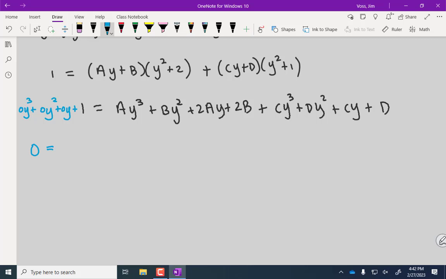Okay, coefficient of y cubed on the right: A plus C. All right. Coefficient of y squared on the left? 0, right? And on the right, B plus D. Coefficient of y on the left is 0. Let's try to mark these off. So we've got those ones, and the y squareds are gone. And then what is left? So y, 2A plus C.